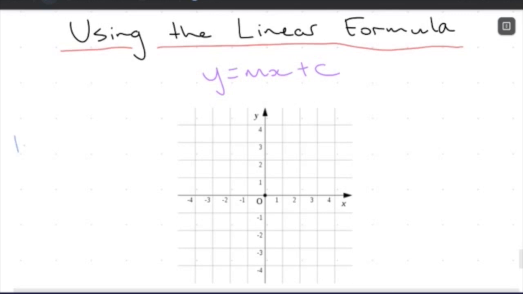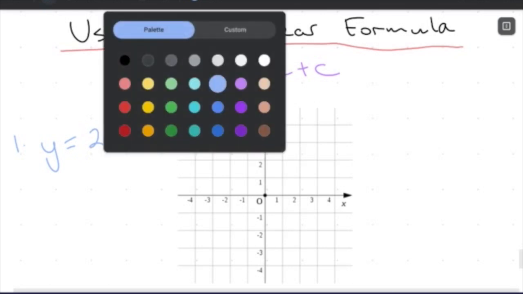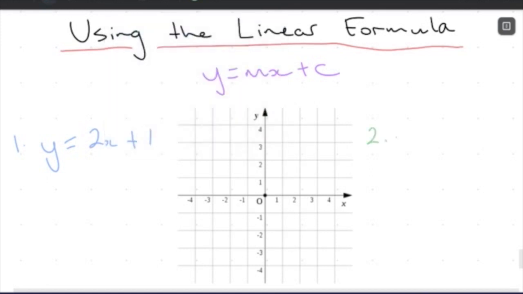We're going to graph the line y equals 2x plus 1. And my next one is going to be y equals negative 3x minus 1. Okay, so from these two equations, we're going to identify the main parts. So here, we know that our gradient, our m, equals 2. That's what we're given in the formula. And our y-intercept equals 1, given by this part of the formula.